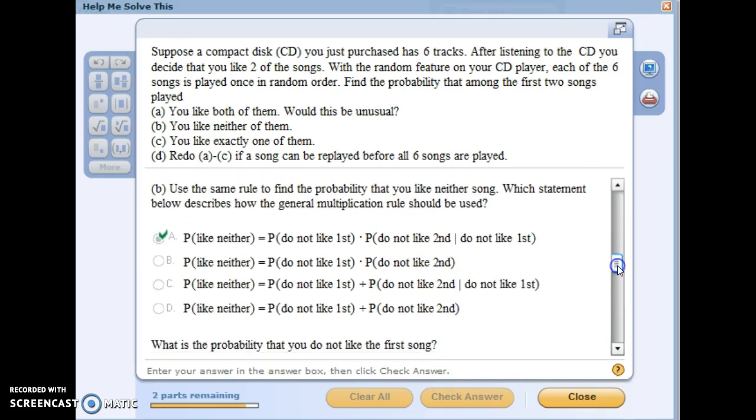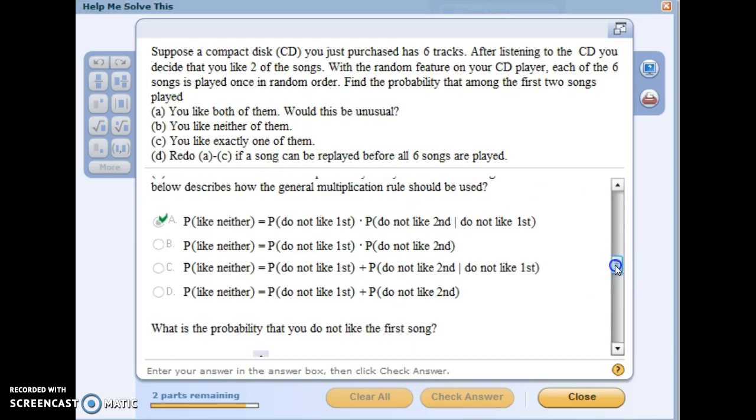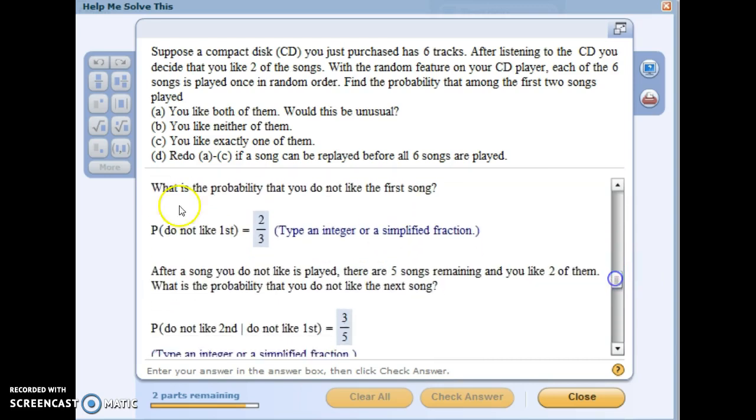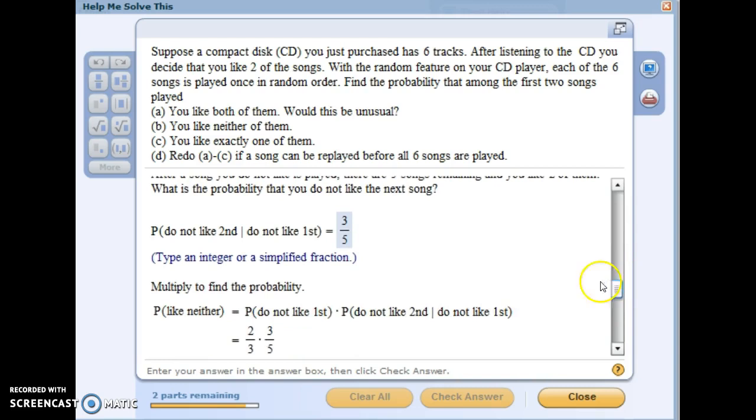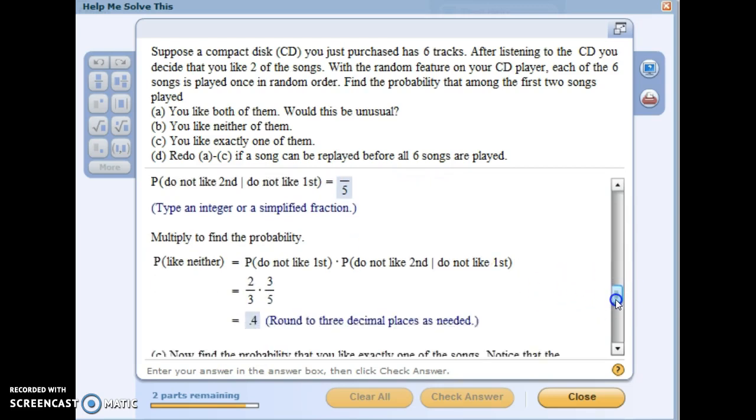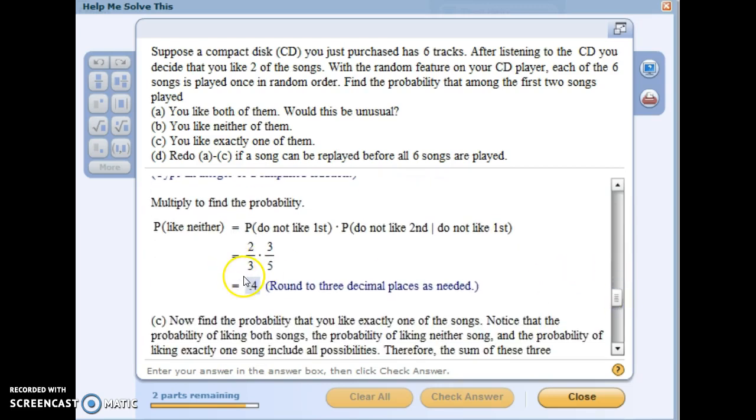The probability we like neither would be very similar. We don't like the first times the probability we don't like the second, given that we didn't like the first. So not liking the first, there are 4 we don't like out of the 6. 4 out of 6 reduces to 2/3. Now for the second song, here's our conditional probability. There's only 3 songs we don't like that haven't been played yet, and there's only 5 songs total that haven't been played. So 3/5. Multiply those 2 probabilities together, convert it to a decimal, you get 0.4.